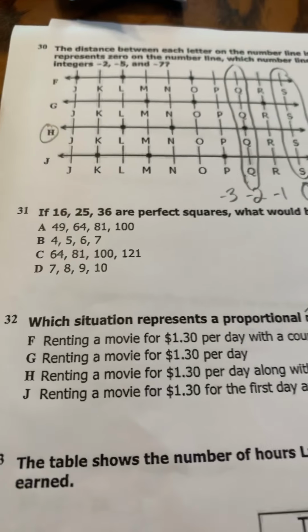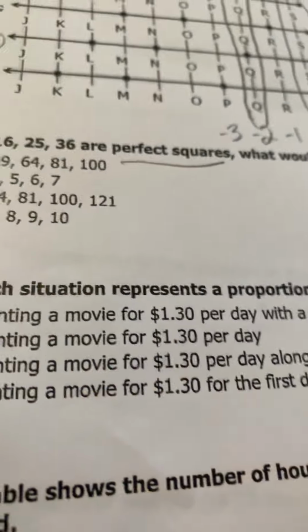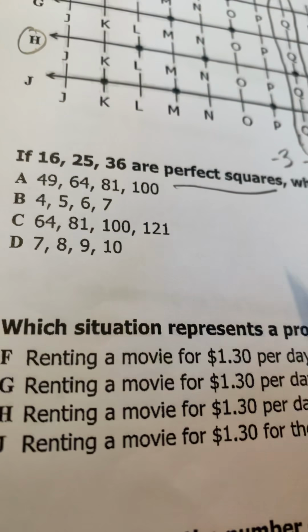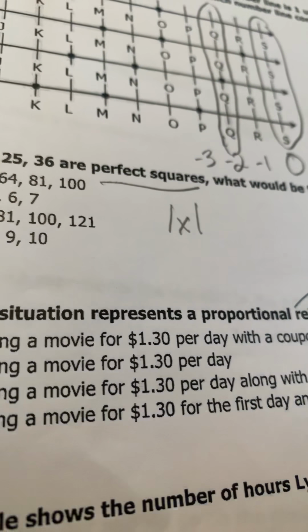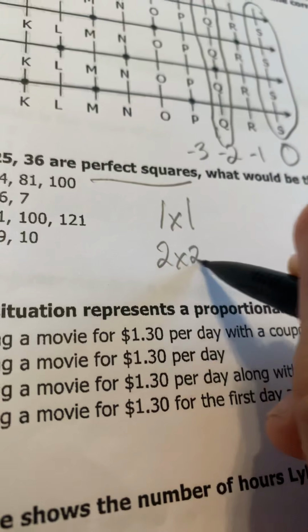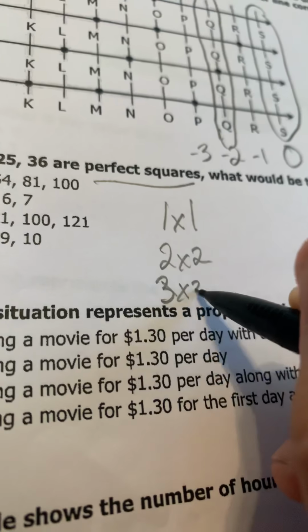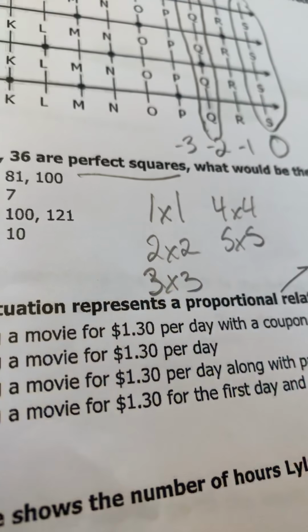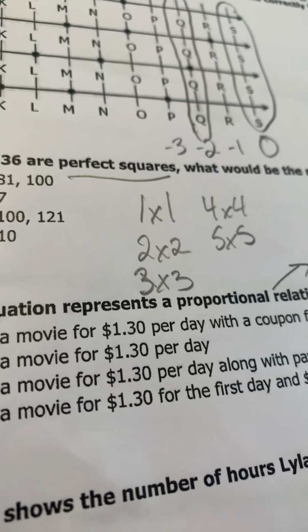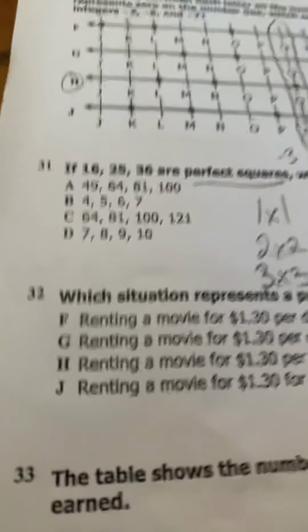All right, 31. If 16, 25, and 36 are perfect squares, we talked about perfect squares yesterday. So again, a perfect square is taking a number and multiplying it times itself. So like 1 times 1, 2 times 2, 3 times 3, 4 times 4, 5 times 5, so on and so forth. So what would be the next four?